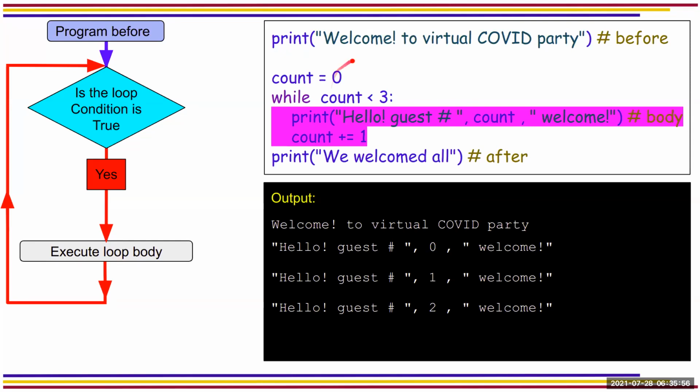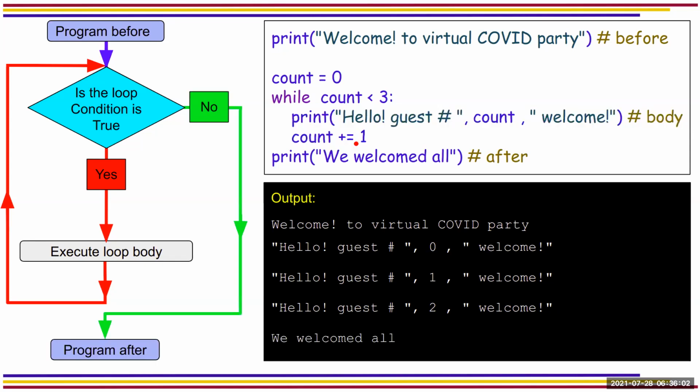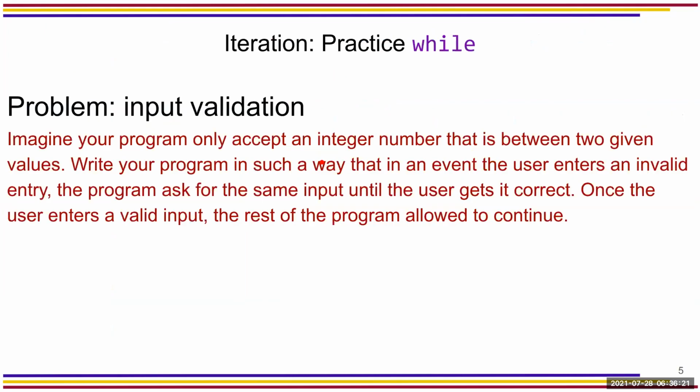Now we print again, and the count is 3. So in the next check, it evaluates to no because it equals 3 now. So we exit the loop and return to the main flow of the program. That's this line, and we printed that line. We welcomed all.